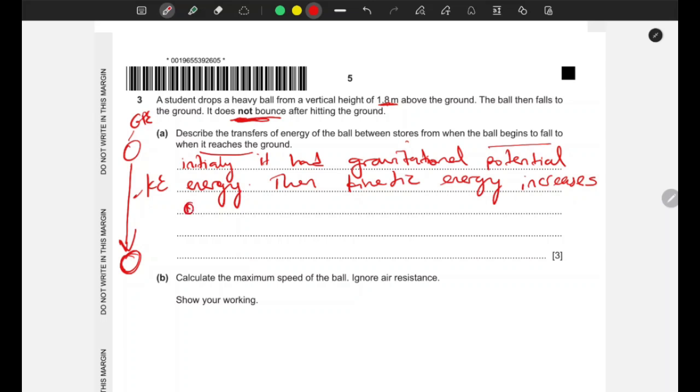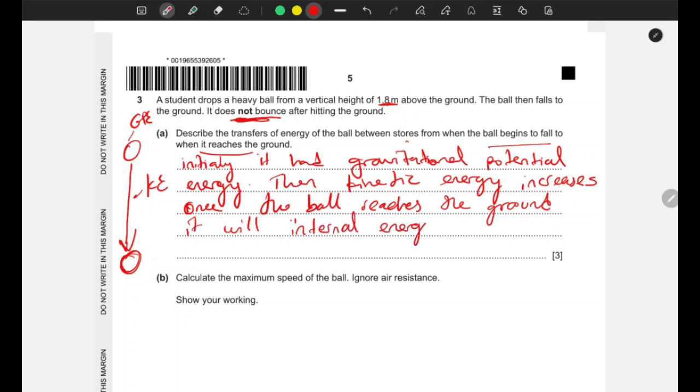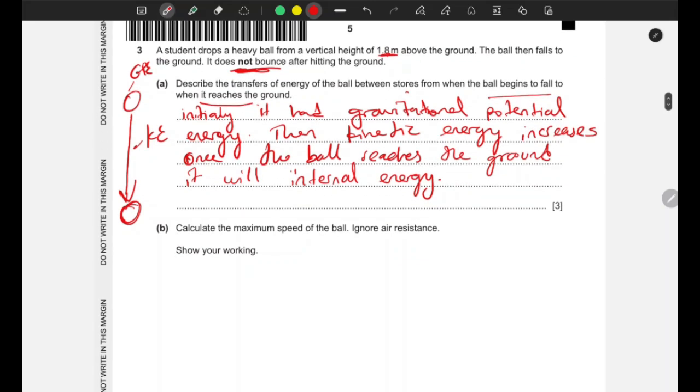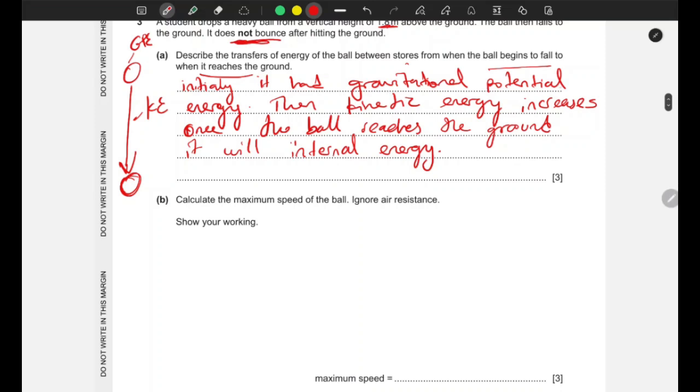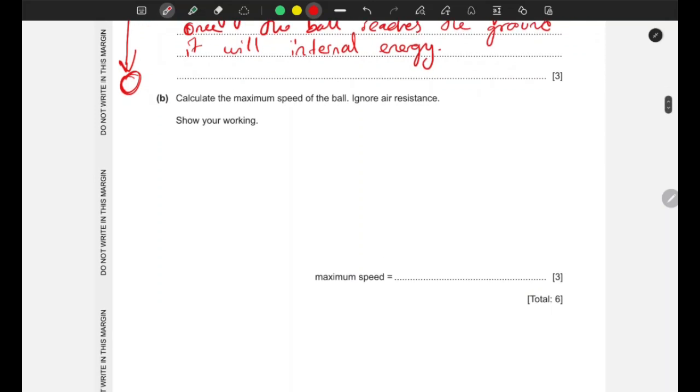So we can say once the ball reaches the ground, it will have internal energy. That's what we need to try for 3 marks. So make sure to mention the gravitational potential energy, the kinetic energy increasing, and lastly, the internal energy. Those are the 3 places where we're going to get the 3 marks from.